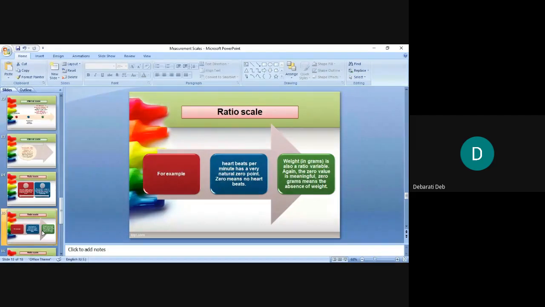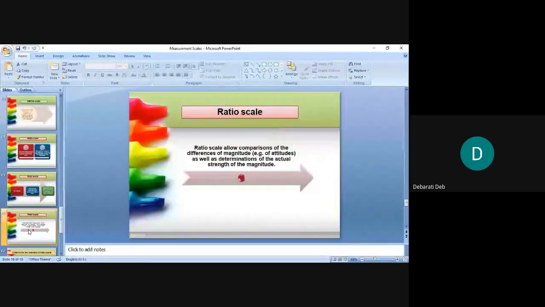And for your research, you will use ratio scale only, okay? Because it has got all the attributes. It has got so many features. It is the best type of measurement scale. Ratio scale allows comparisons of the difference of magnitude as well as determinations of the actual strength of the magnitude. So if you say the speed is 0 and if you say the speed is 40 kilometers per hour, you will be able to talk about the strength of the magnitude also.